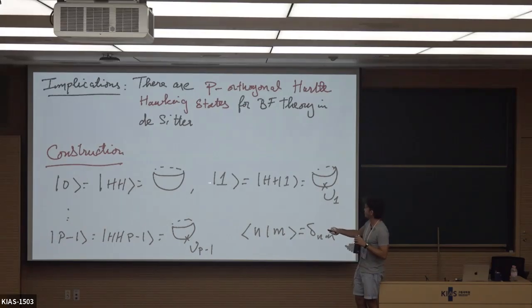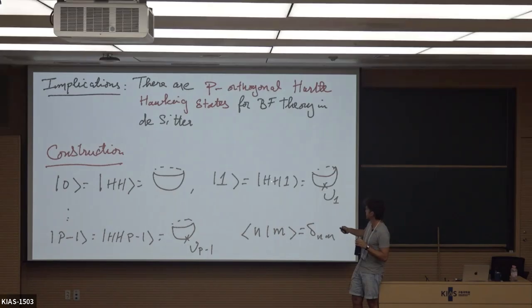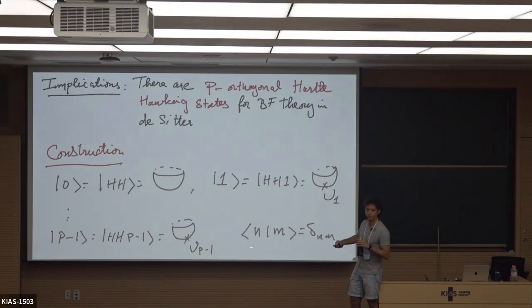You can make p of these states. So 0 is just one of many of these Hartle-Hawking states. But I can insert U1 here. It's a state with ZP charge 1. This is a state with ZP charge 0. And then I can insert up to U_{P-1}. And these are P independent Hartle-Hawking states. They're distinguished by their ZP charge, and they're orthogonal. It's very easy to show that they're orthogonal.